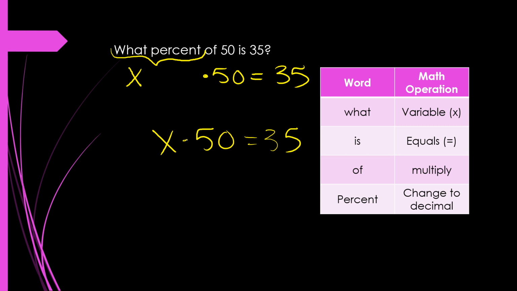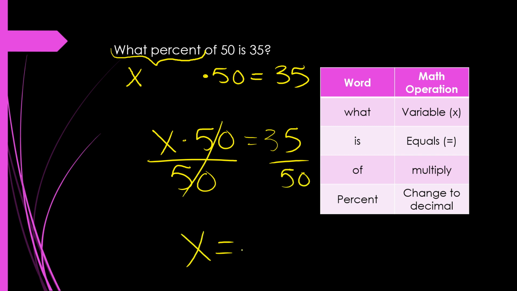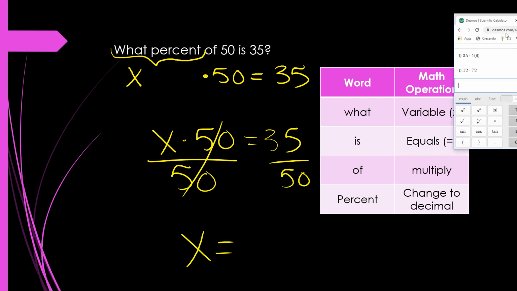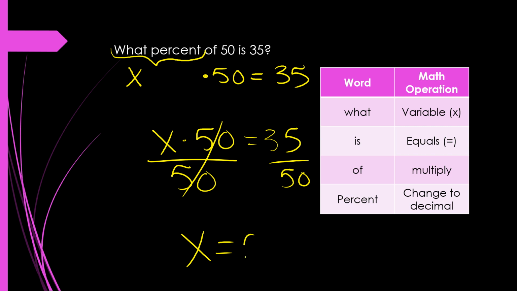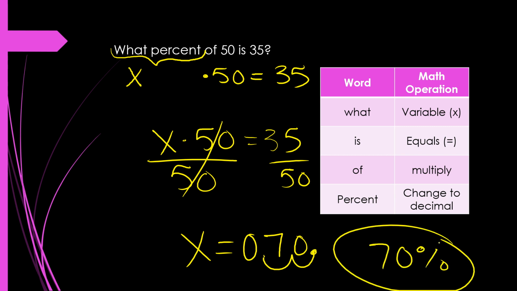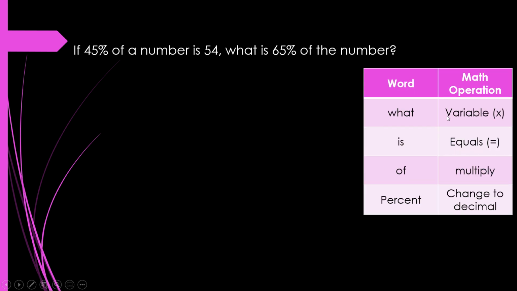So now here, to get rid of this times 50, we need to do the opposite, which is dividing by 50 on both sides. Okay, and you have x is equal to, let's figure out what that division will give us. I have 35 divided by 50, 0.7. So it tells me this is 0.7. Now, this is a decimal, right? Not a percent. So remember, you have to move your decimal 2 places. So it's actually 70%. Don't forget to move your decimal. That's the biggest mistake I see most students make.